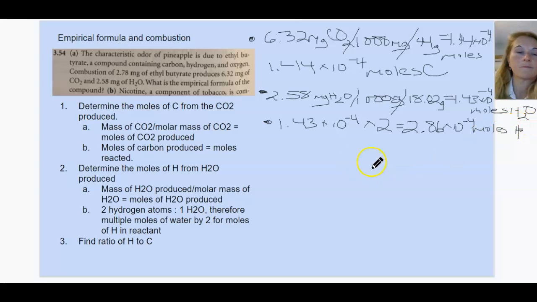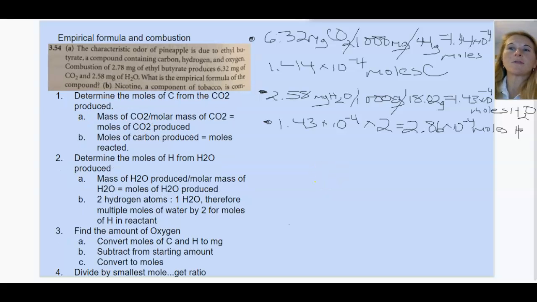All right. So now we need to figure out the amount of oxygen, and we're going to do that by converting the moles of carbon and hydrogen that we have discovered are in our reactant into grams. We're taking those moles and converting them into grams so that we can subtract them from the original amount. And that leftover amount is going to be our amount of oxygen, which we will convert into moles. So here we go.